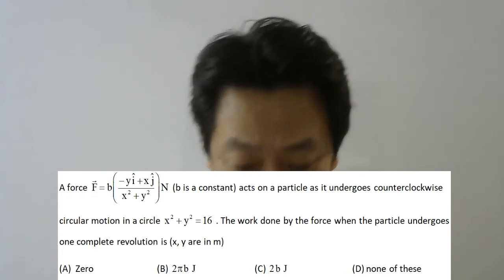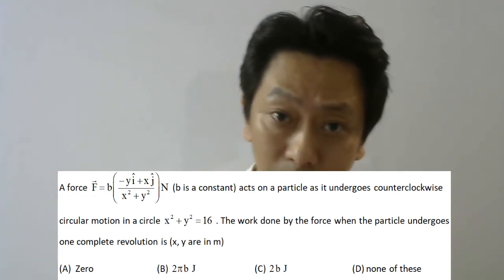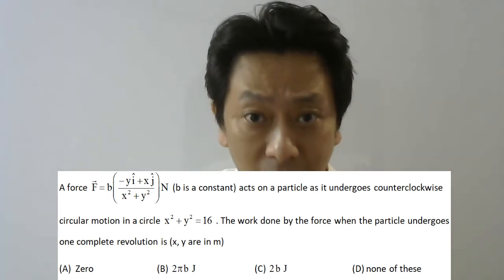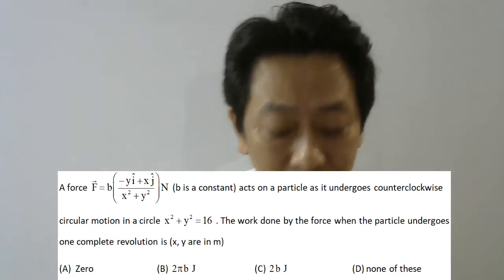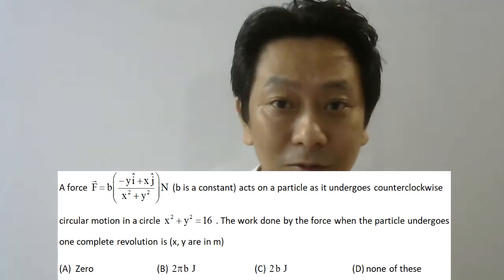They want the work done by the force when the particle undergoes one complete revolution. Means by the time the particle comes back, what will be the work done by the force? Options are given as 0, 2 pi B joules, 2 B joules and none of these.